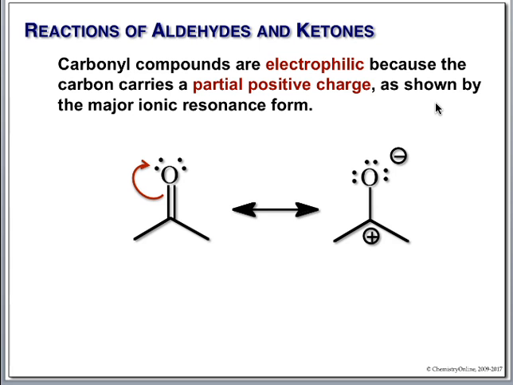Now remember, resonance forms are neither here nor there. These are limits. And the real structure of a carbonyl is somewhere in between. But the bottom line here is that the carbonyl carbon will always carry at least a partial positive charge. So that means that anything with electrons is going to be attracted to this center.